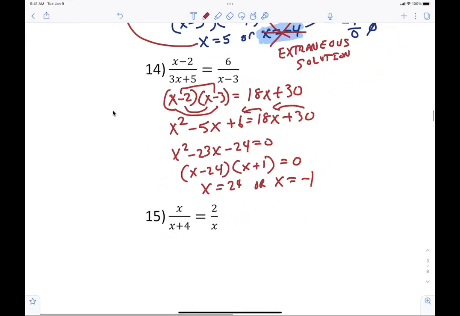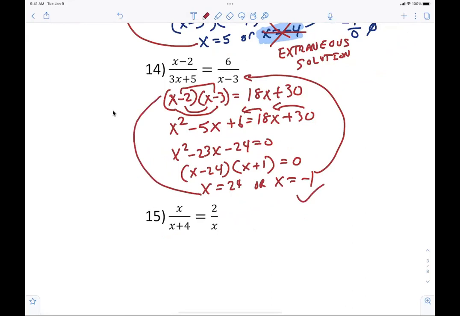All right. So now with that little bit of information, if you plug negative 1 up in here, it's not going to be 0. So that's a good answer. If I plug 24 up there, it's also going to be a good answer. So both answers will satisfy that condition.